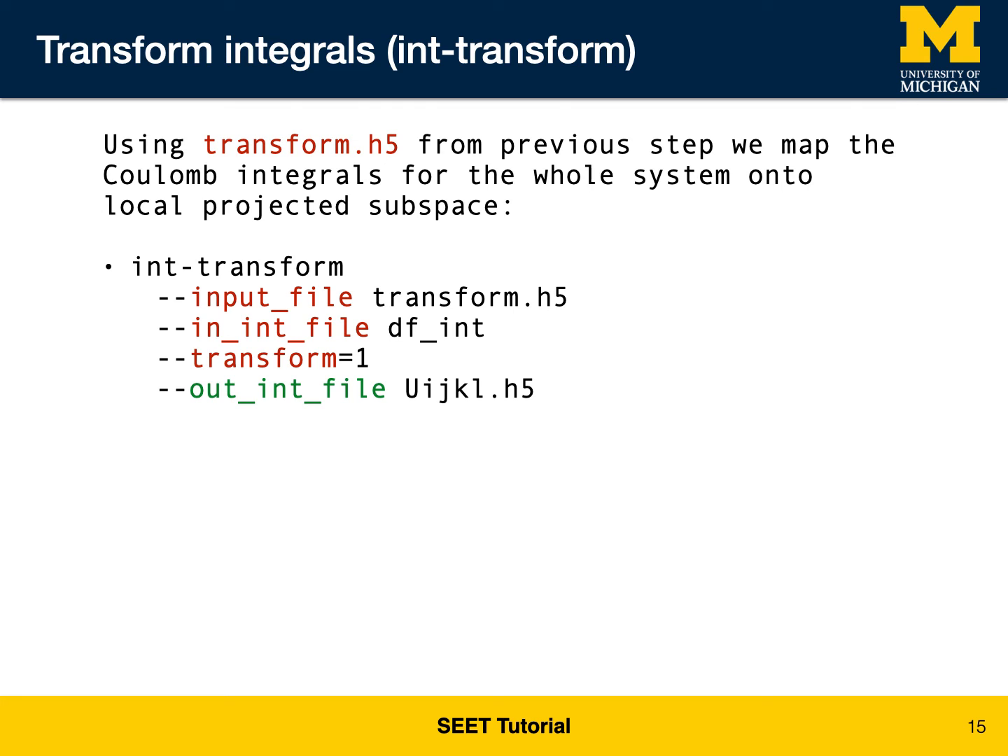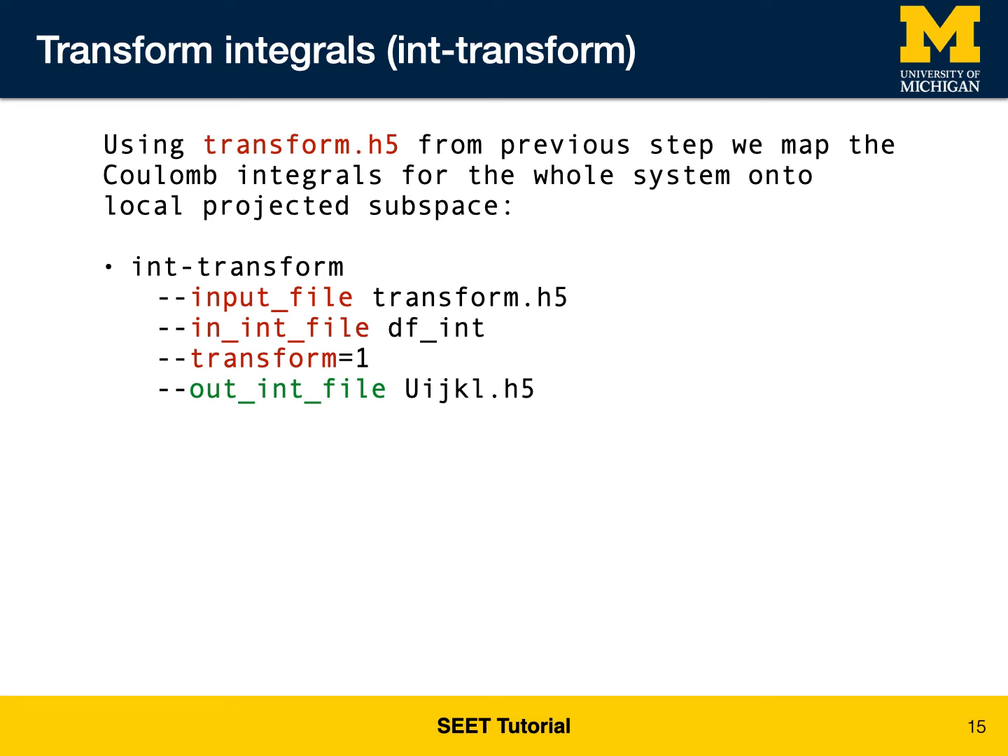Then when we get this file, we can now prepare the Coulomb integrals by calling the intransform C++ code. It has 3 input parameters. First, it's your transformation matrices, then the path to the Coulomb integrals. So we should use this df_int because otherwise our local integrals will not be more or less correct.